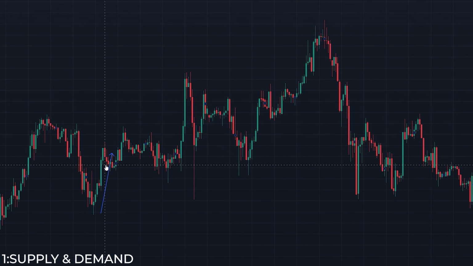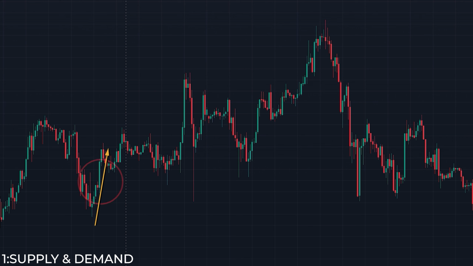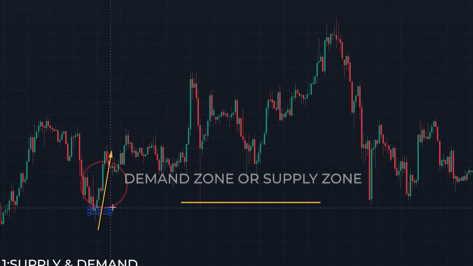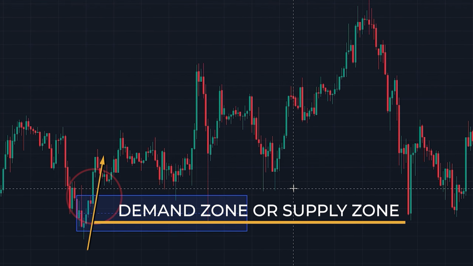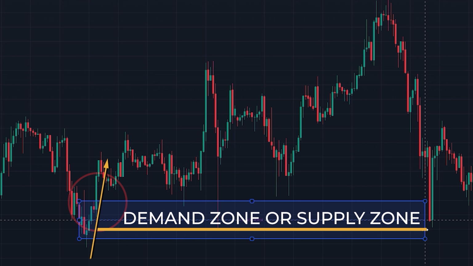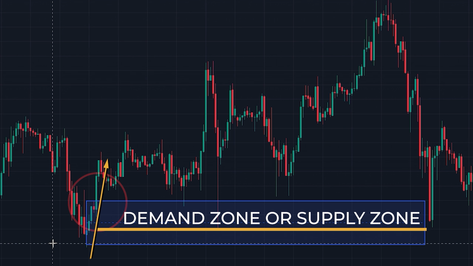Here's one example. We see the price chart. We also see a strong move up here. That is, we can notice this long candle. This means that strong demand for this asset has occurred here. And due to this, we can distinguish here this demand zone or this supply zone, from which we can further understand that there will be an upward reaction.